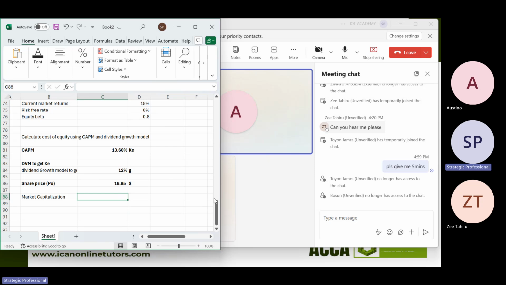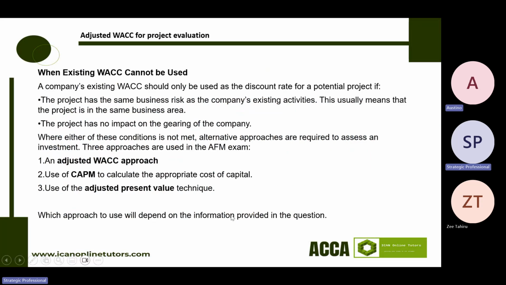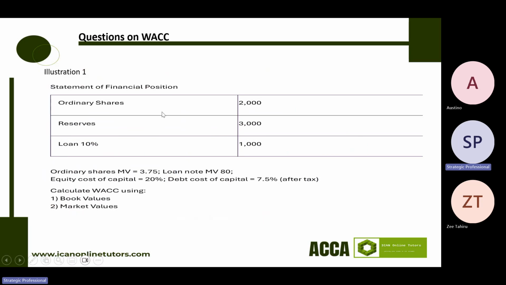I solved it the other time. I told us in this question, if you remember, the first one we did. Do you remember this one? I said your ordinary share is what? 2,000, right? And in this question, they had given us what your shares are likely to trade at in the market. What did they give us here? 3.75. And I said to get your market value of equity, what do we need to do? You multiply both.